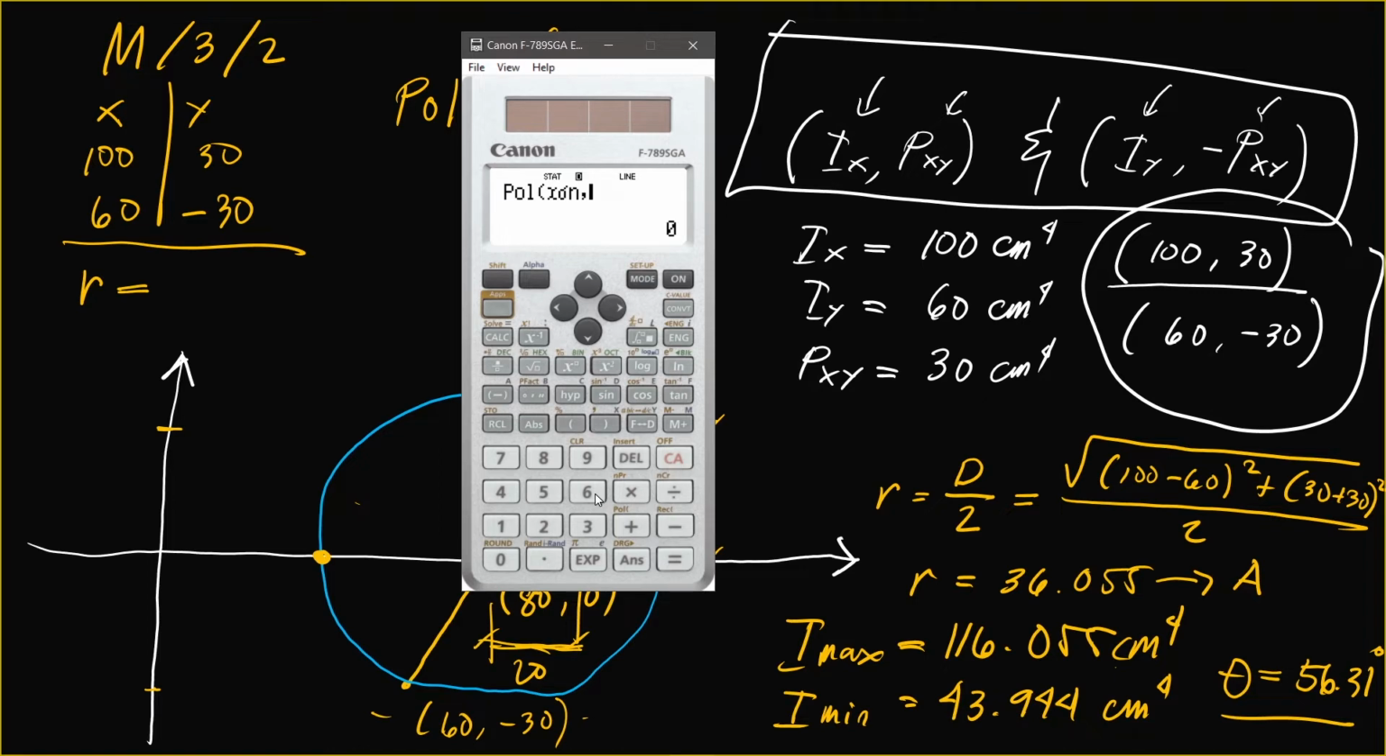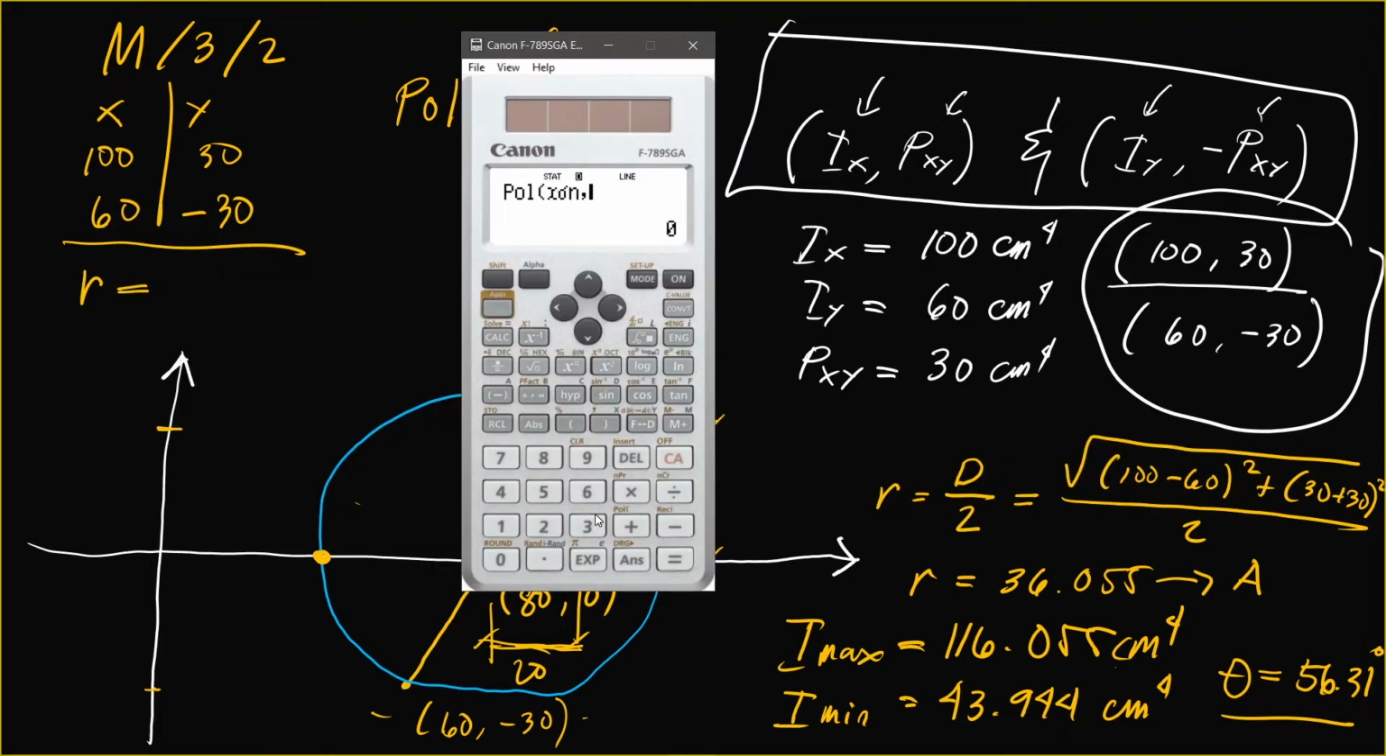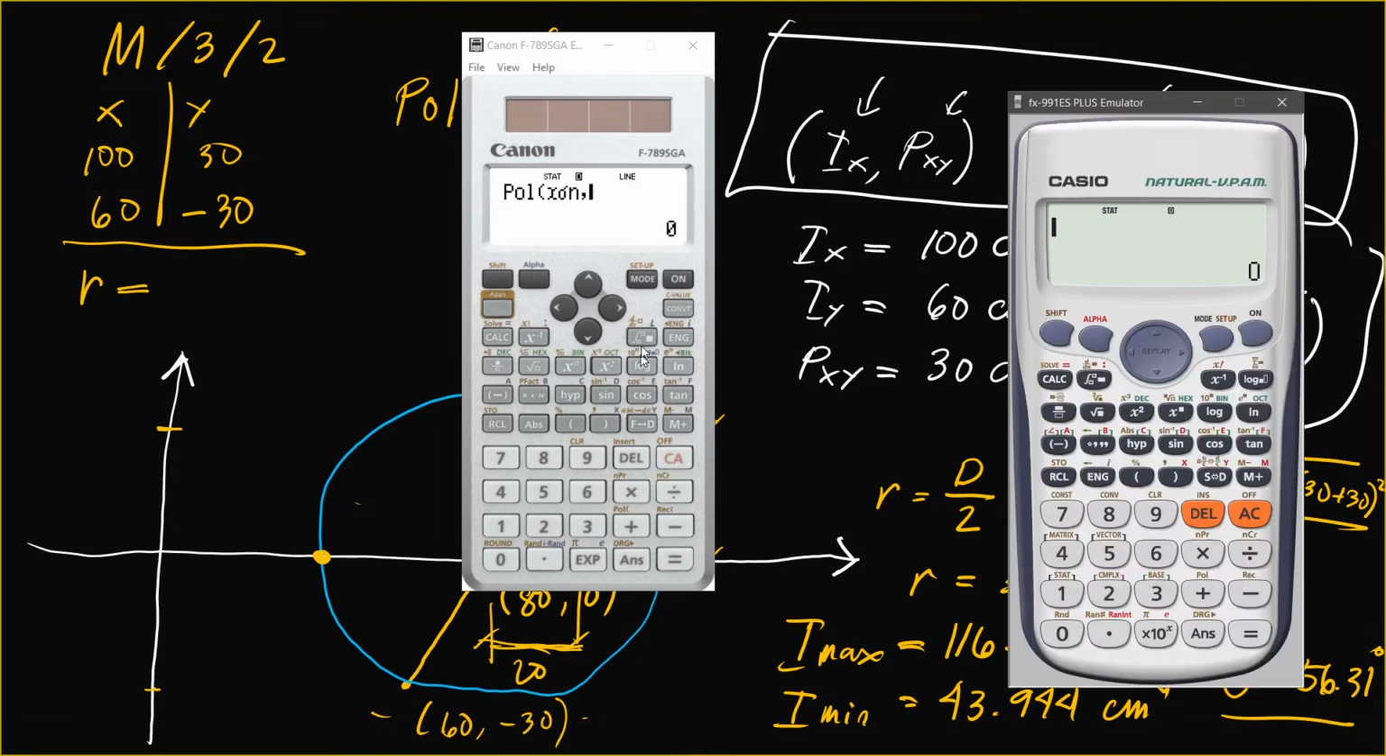Shift 1, shift 1 for 1. Shift 1, 4. Then comma. Then input 100, 60, 30, negative 30. I'll turn off the frequency. Press AC, delete, then shift 1. Sorry, before you press shift 1, first set the mode.